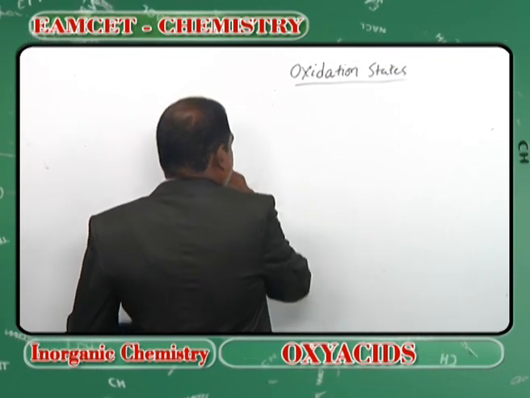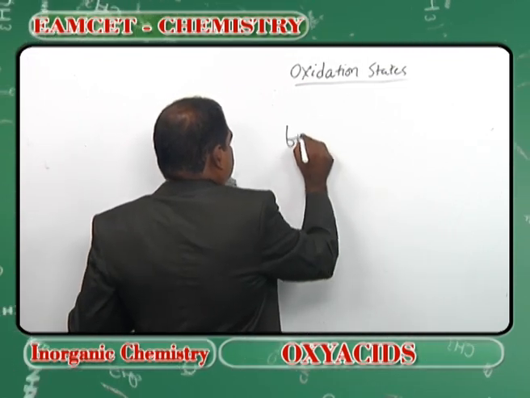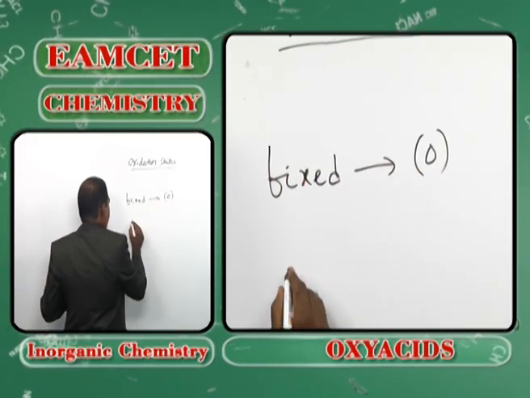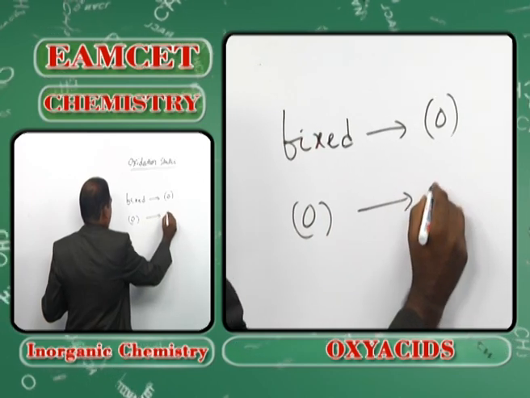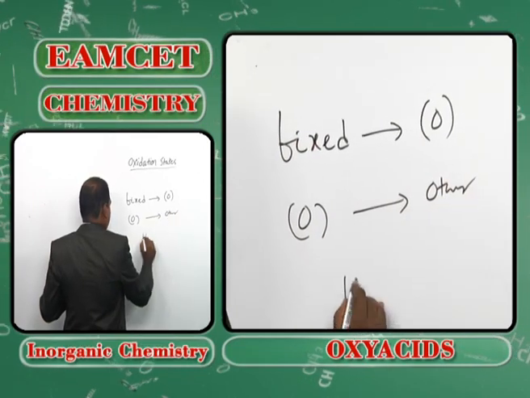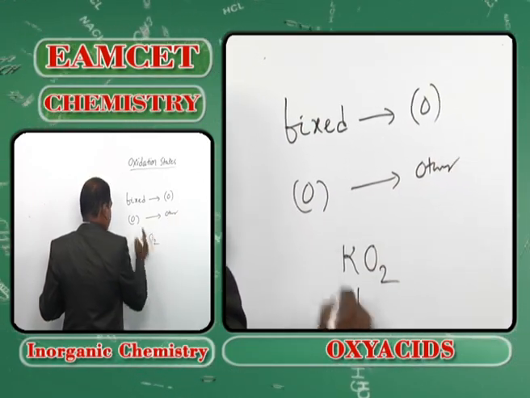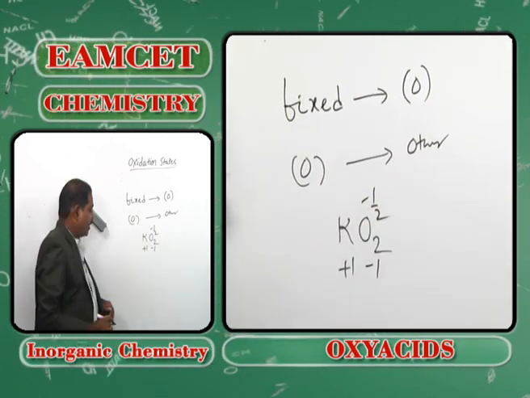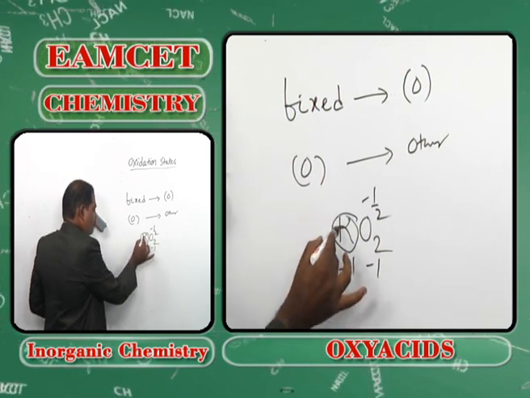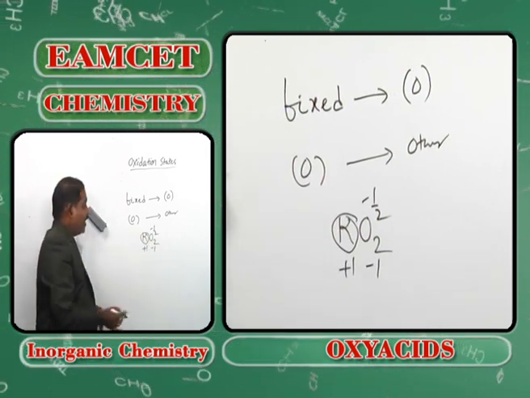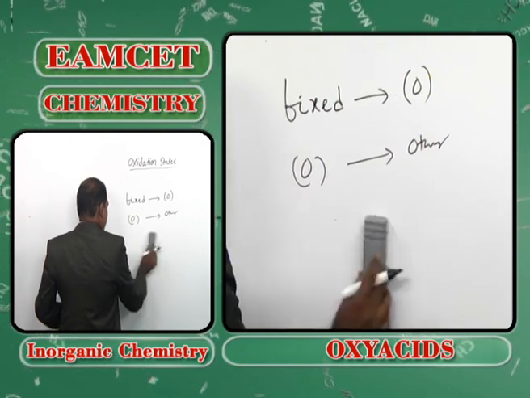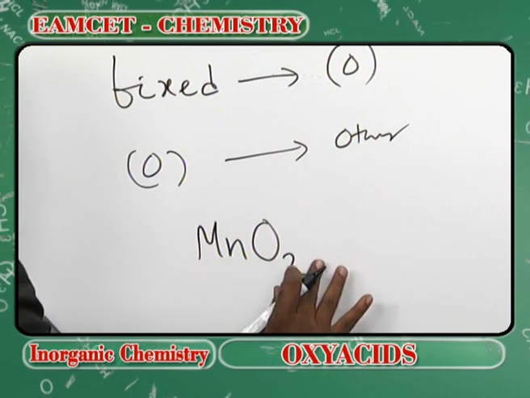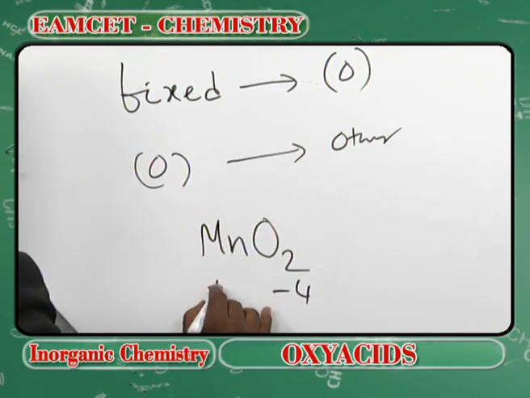So, there are only 2 things you should take care of now. Fixed to oxygen, from fixed to oxygen and from oxygen to others. KO2, potassium plus 1 fixed, find oxygen from that, minus 1 minus off. Here fixed element to oxygen, and in others MnO2, give minus 2 to oxygen, you will get minus 4, manganese plus 4.